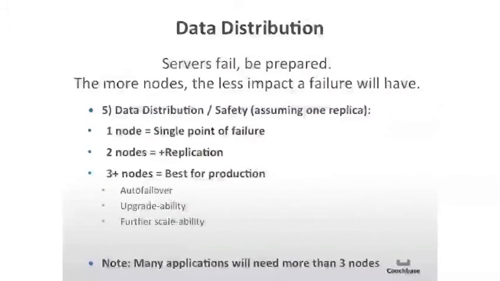The last factor that goes into sizing is just about data distribution in general. We are a distributed system. We are replicated, highly available. One node is a single point of failure. Nobody goes into production with that. But many customers think that 2 nodes is sufficient. 2 nodes gives you replication. Why would there be anything more that you want from that?